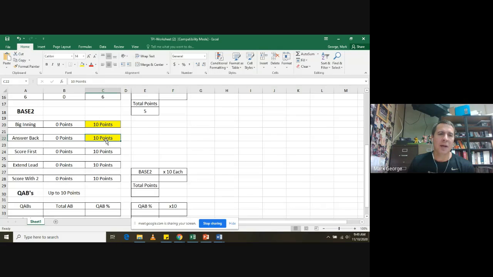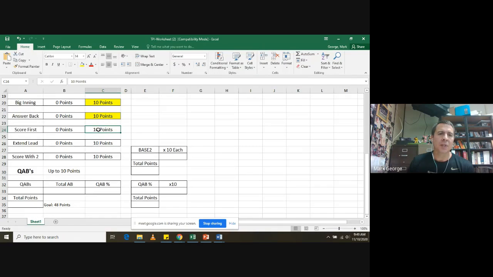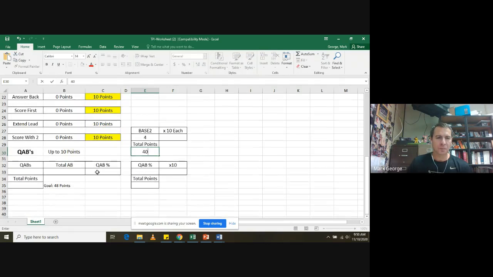So we answer back. Let's say that we score first, and let's say that we score with 2 outs, and extend the lead. That's when you get a lead, and the very next inning you come out and you score again to extend the lead. So based off of this base 2, our total points, we achieved 4 base 2s at a percentage of 10 times each. So that means we have a total points of 40 points.